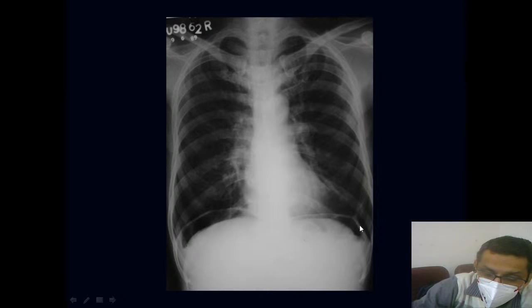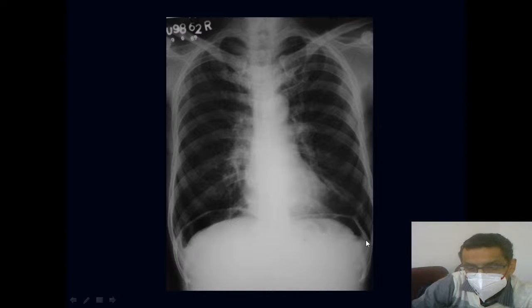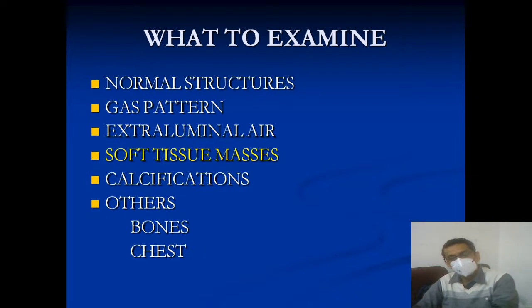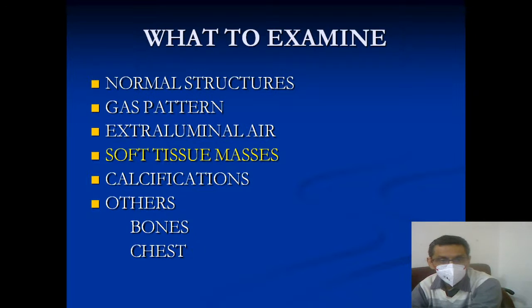Air does not have a lower horizontal margin. It is only the fluid which has an upper horizontal margin. There is no fluid here. So this is only air here, and therefore this air is having a crescentric shape. Okay. So I'm sure now you guys know how to identify a pneumoperitoneum.